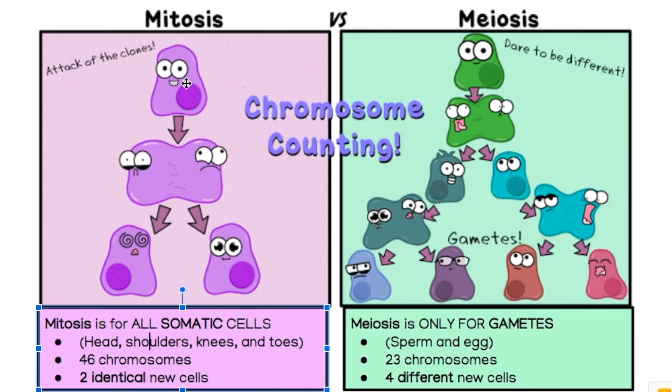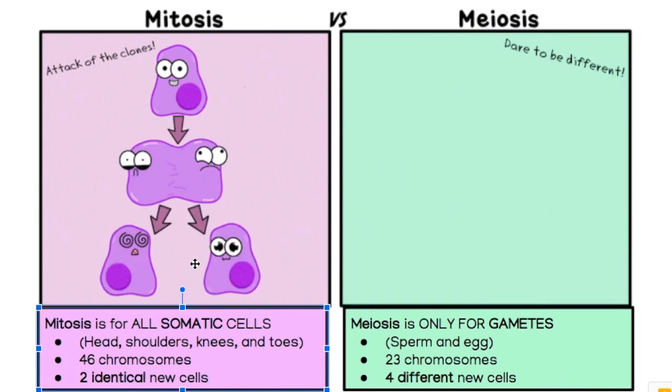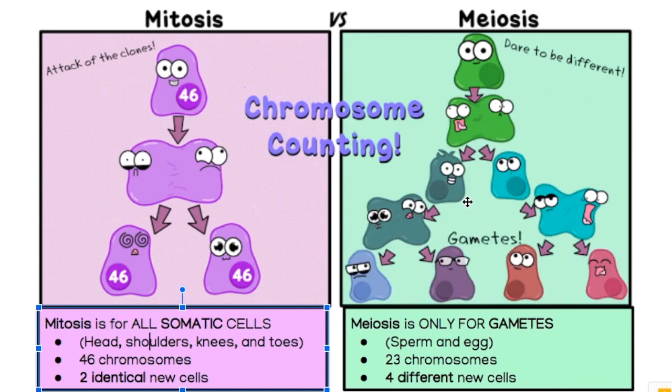So here, this guy has 46 chromosomes, and you can see when it replicates, it does mitosis, and it makes a copy, and the copies end up as two identical new cells, also with 46 chromosomes. Let's take a look over at this meiosis side in the green.